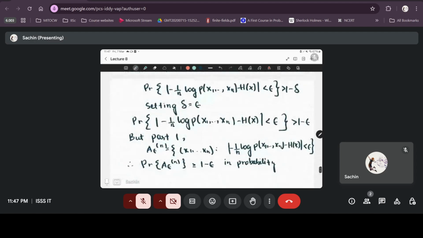Is equal to 1 in probability, or approaches 1 in probability, or is greater than or equal to 1 minus epsilon for sufficiently large n.